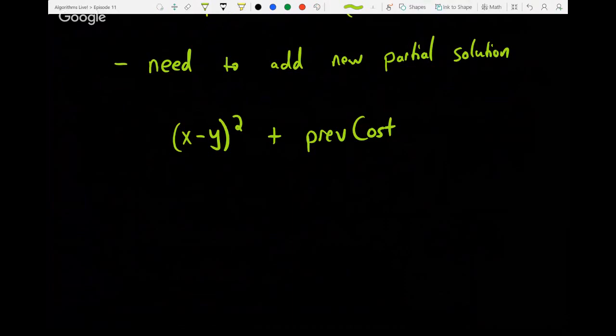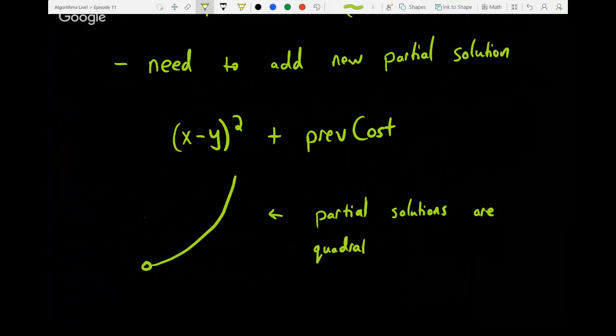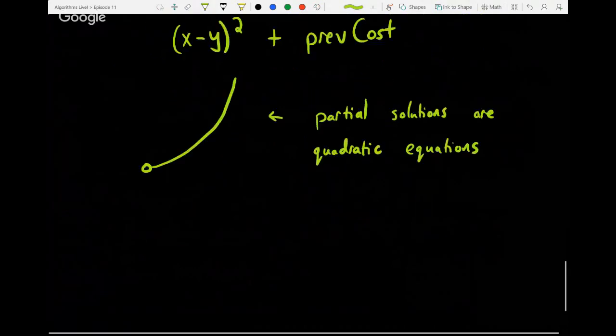And if you take a look at this, because really this is just some value offset from x, this is what our partial solution looks like geometrically. Well, maybe not that vertical, but it is a parabola. And so what you'll realize is partial solutions are quadratic equations. Or at least the positive half of the quadratic equations.